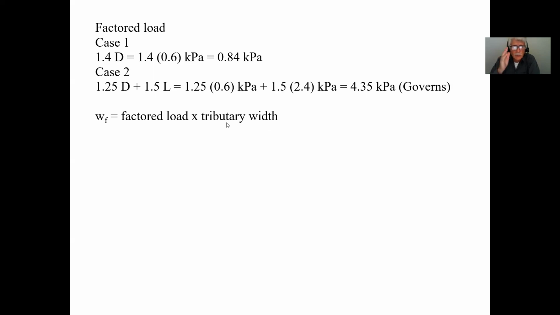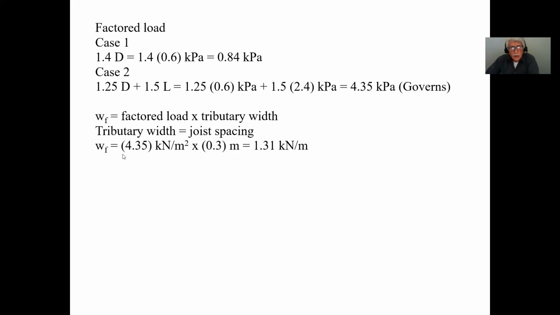And of course, when you have members that are evenly spaced across your floor, the tributary width is equal to the joist spacing. So each joist will be able to carry the joist spacing, in other words. And in this case here, we have 4.35 times this joist spacing of 0.3, we end up with 1.31 kilonewton per meter.